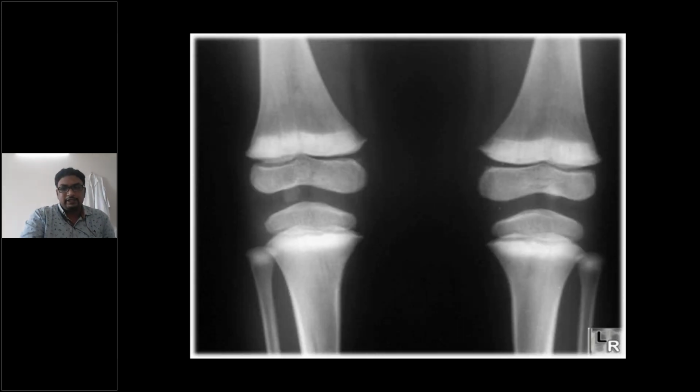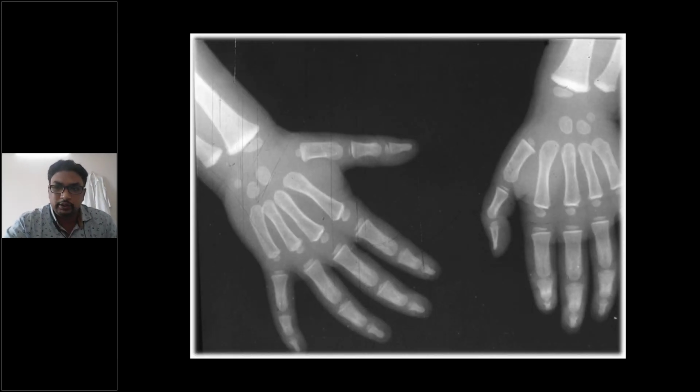So you can see this is the lead line. This is a growing line. So lead lines can be seen here, where the lead deposition can be there in the growing ends. You cannot see them in the small bones, but only in the long bones. So you can see it in the radius and ulna.